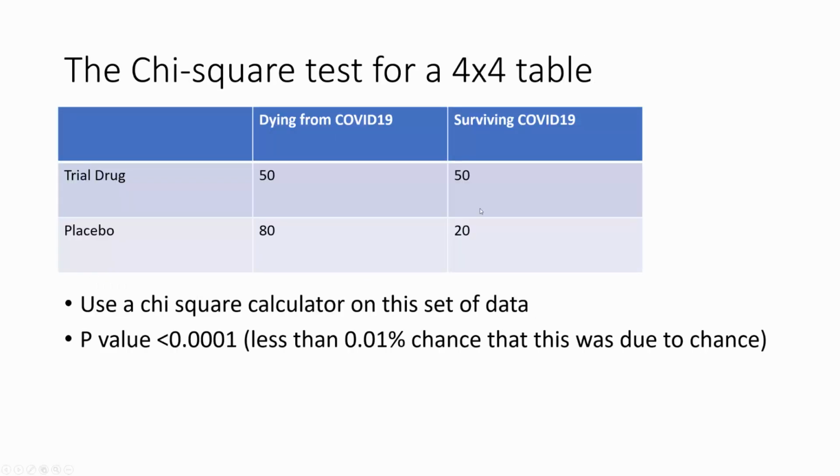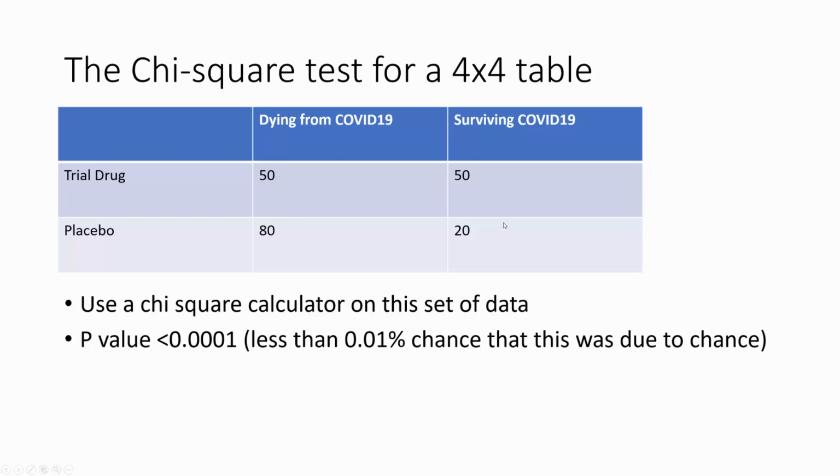So let's apply all of these tests to this supposed trial drug that we had. If we did a chi-square test, and there are many different calculators online that you can use for this, the chi-square calculator on this set of data says that there's less than a 0.01% chance that the results were due to chance alone. So the p-value works out to be less than 0.00001. Okay, so that statistically tells you that this result is significant.